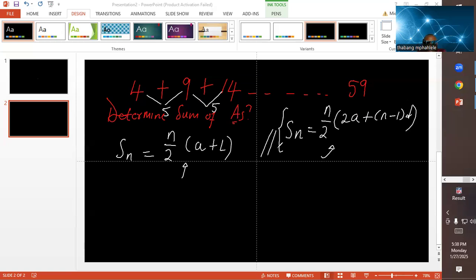You must first identify the number of terms. Your first term is 4. So you must identify that from the first term up until this last term, how many terms are there? I'm looking for the sum of a series of how many terms.